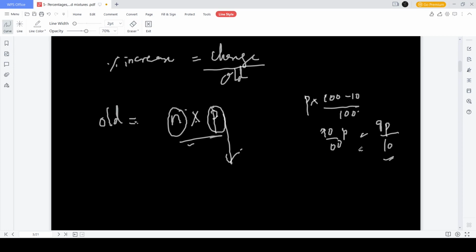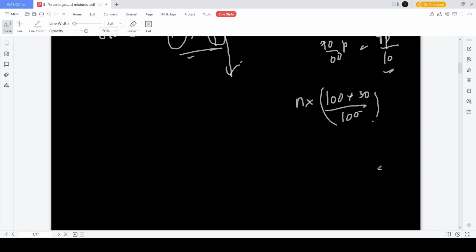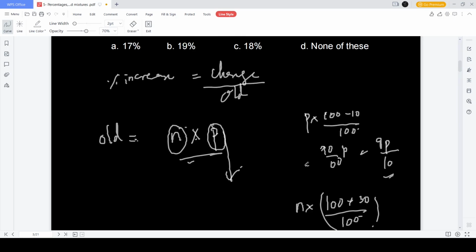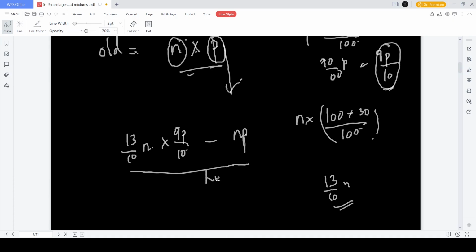9p by 10 is the new price, and the sales increased by 30%. So this is the value of the sales, 100 plus 30 because it's increased. Okay, and you get this as 13 by 10 into n. Now if we use this formula, we find the change as 13 by 10 into n into the new value of sugar, that is 9p by 10, minus the old value, which is nothing but np, divided by the old revenue.